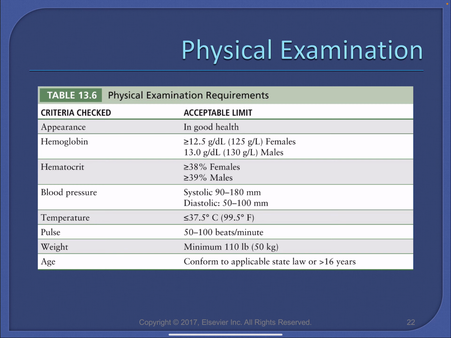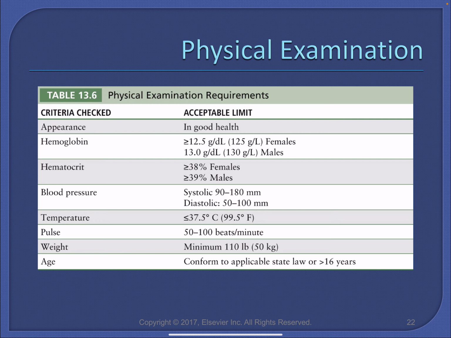So the first thing we do is look at the patient, make sure that they appear well and in good health. If donors are suspected to be alcoholics or drug users, and you can visually see that, then they are not accepted to donate blood. So we look at the age. The donor's age must conform to state law or be 16 years of age or older. We look at the hemoglobin and the hematocrit, and here are your levels.